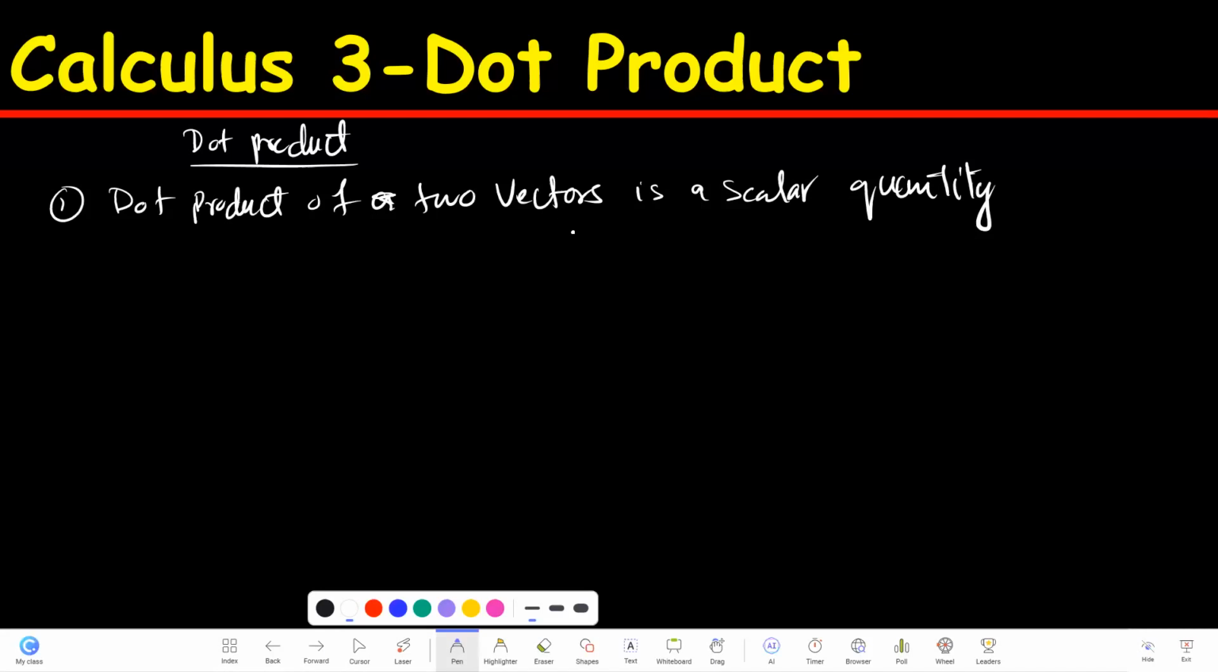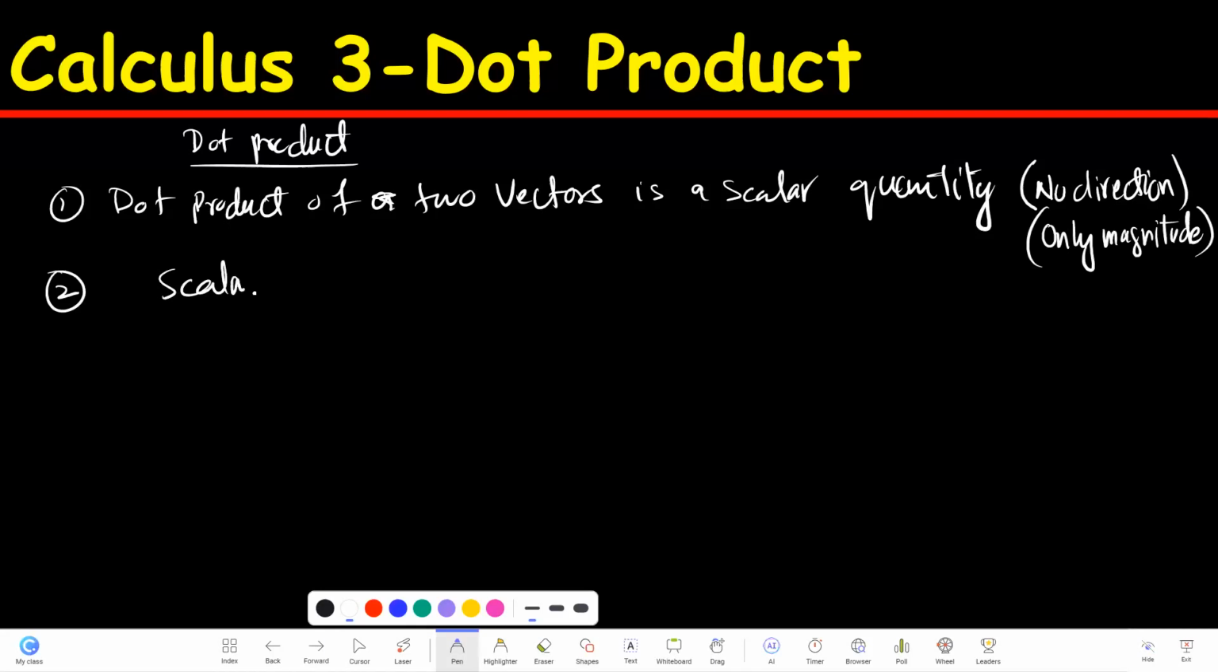Dot product of vectors being a scalar quantity means when I ask you for the dot product, you only give me the answer. No direction, you don't need to give me the direction, only magnitude. This is the thing you have to learn very hard: we're not going to produce a direction. The dot product is also called the scalar product because it is a scalar.